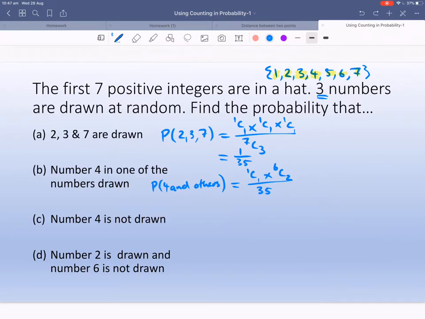So what's 6 choose 2? Because that's just going to be what? So it's going to be 15 over 35.